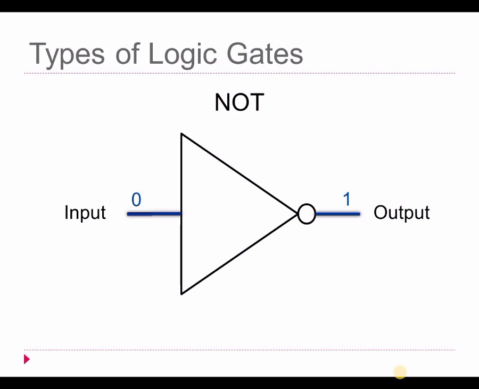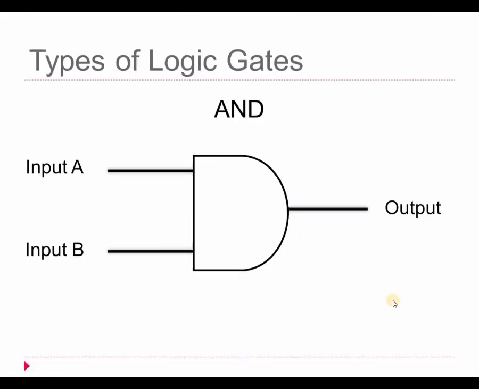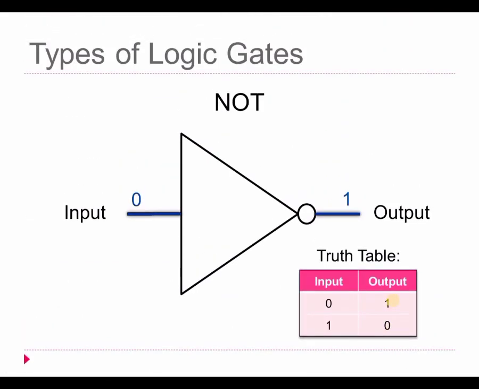This behavior can be defined using something called a truth table. Here, we can see if a 0 goes in, a 1 comes out. If a 1 goes in, a 0 comes out.